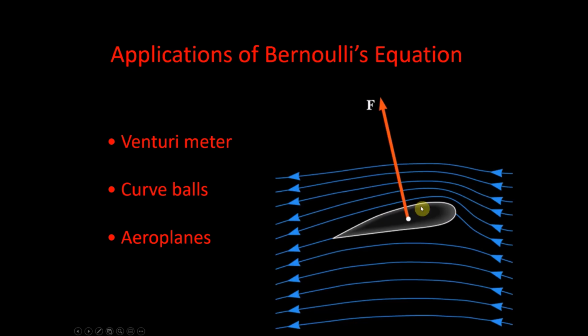And here we have an actual teardrop-shaped wing as on an aircraft, and as you can see, the air flowing over this wing is creating lift and creating a force F upwards, which would make essentially an aircraft fly.